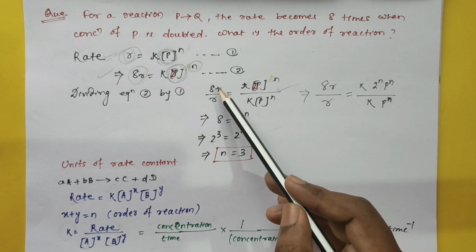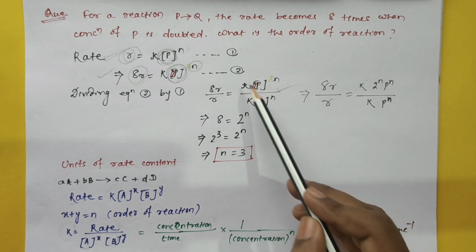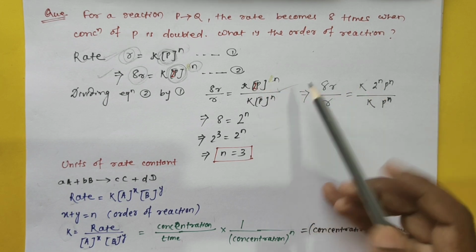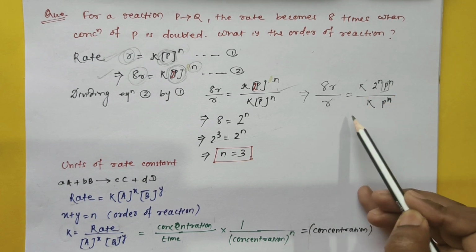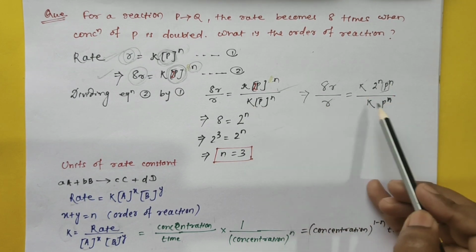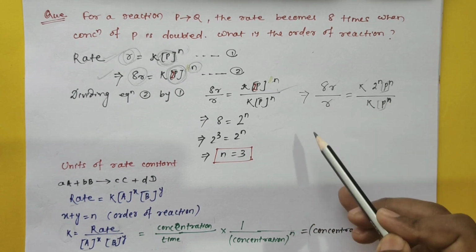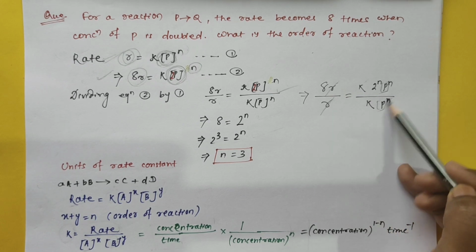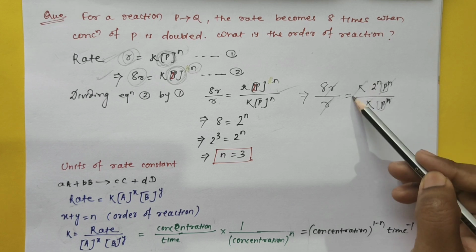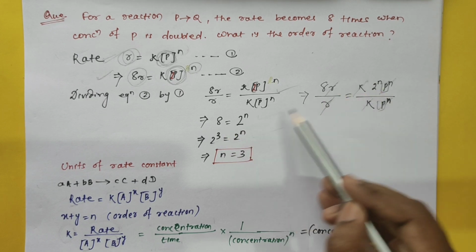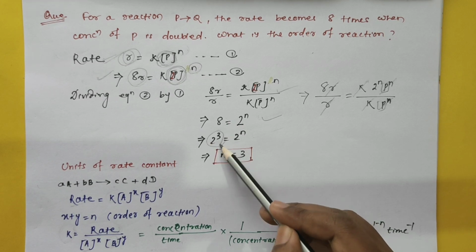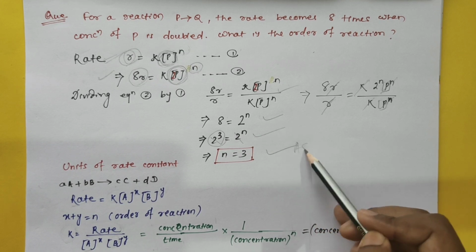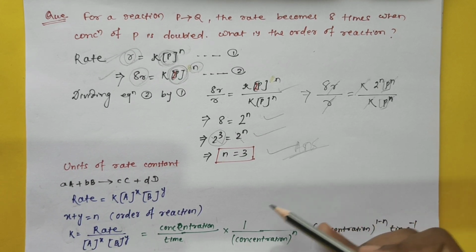So 8R by R is equal to K, K cancel, and 2P to the whole power n means it will be 2 to the power n into concentration of P to the power n, divided by concentration of P to the power n. Okay. So right now we'll see R gets cancelled. P to the power n gets cancelled. K gets cancelled. So 8 is equal to 2 to the power n. 8 is equal to 2 to the power 3 is equal to 2 to the power n. 2 gets cancelled. n is equal to 3. That's your answer. Got it?